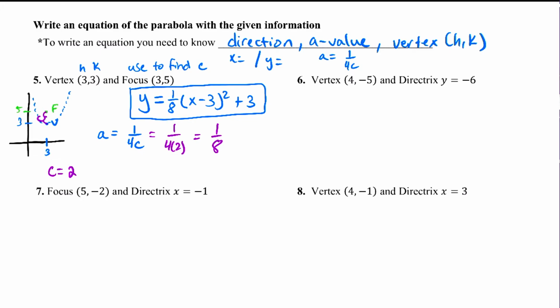All right, so why don't you pause the video and see if you can figure out the next 3.